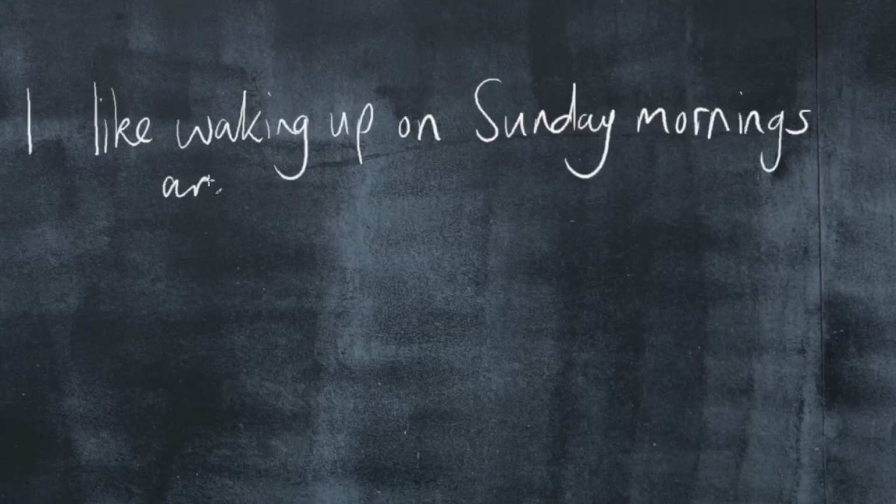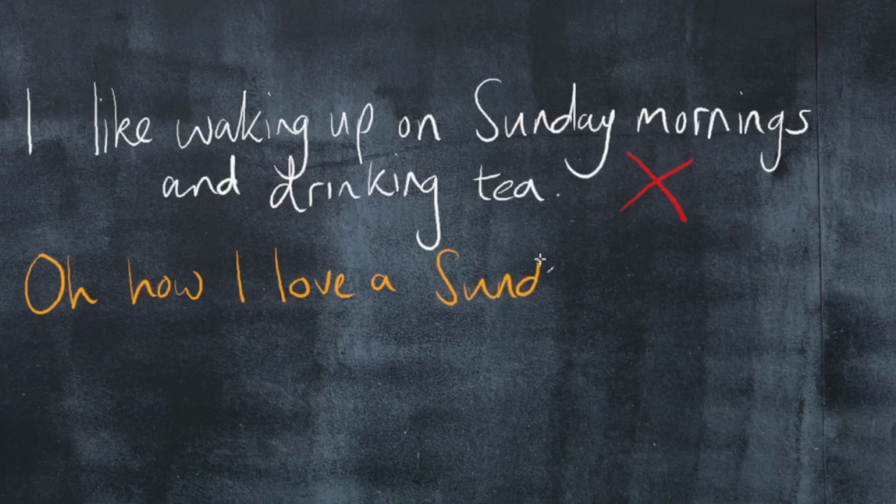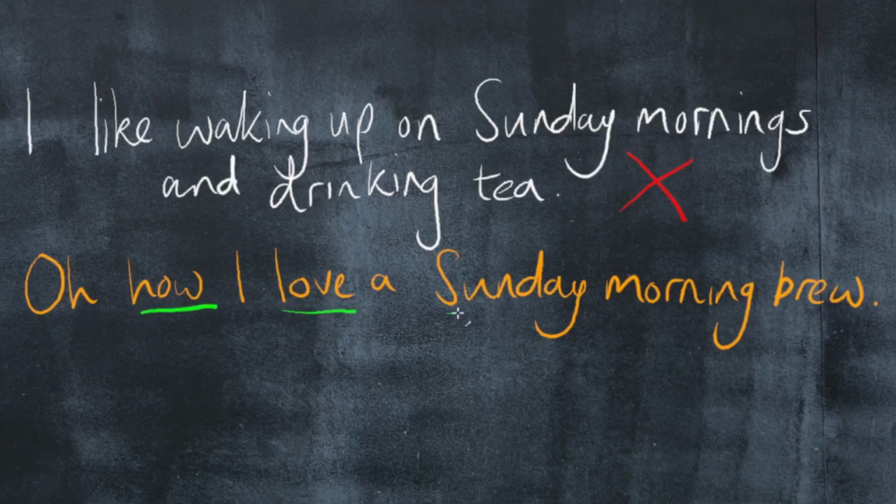So it's really nice to start writing like this. If you want to write, I like waking up on Sunday mornings and drinking tea, that's not Iambic Pentameter, so you do need to change it, and you could end up with this line, oh how I like a Sunday morning brew, and you immediately feel how much more poetic that is. And that's how you write a sonnet.